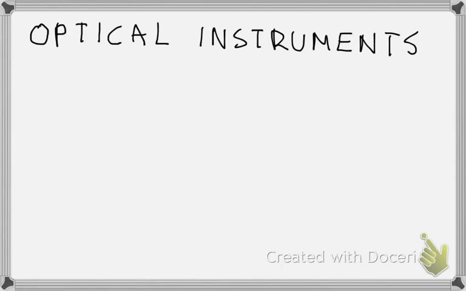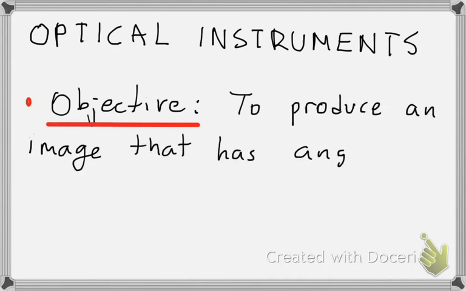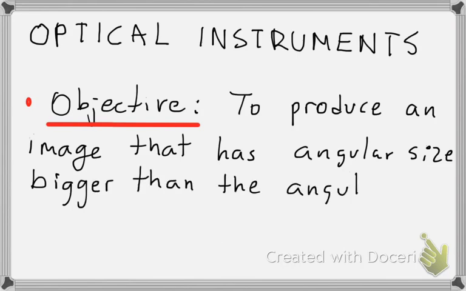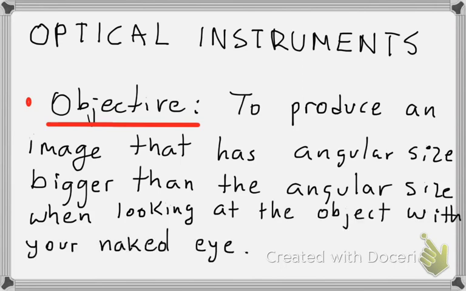Alright guys, so let's talk about optical instruments. So what's the idea of an optical instrument? The basic objective of building an optical instrument is to be able to produce an image of an object that has an angular size bigger than the angular size that the object has when you look at it with your naked eye. That's the basic idea of an optical instrument.